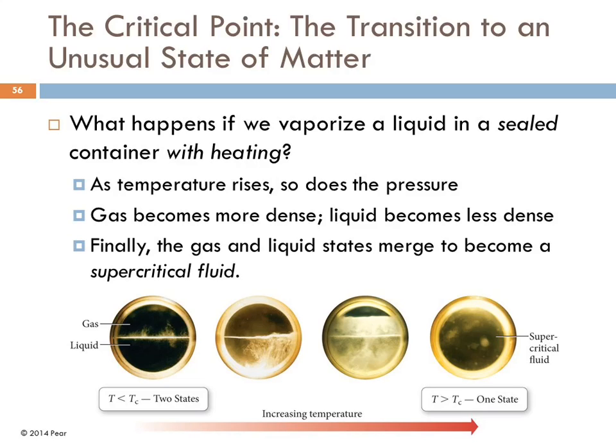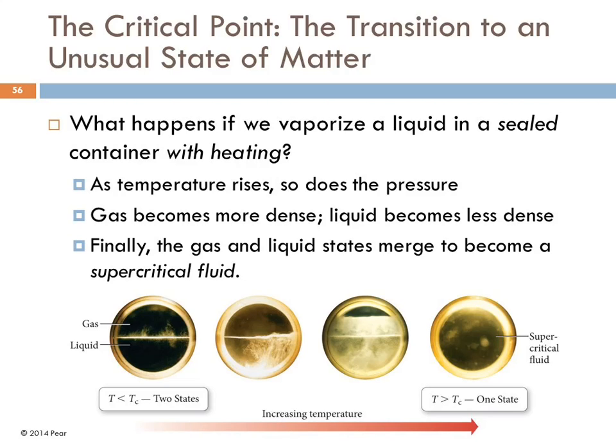The critical point. What happens if we vaporize a liquid in a sealed container with heating? So think of putting water into a thick metal container and you heat it up. It's going to get hotter, and as it warms up, the pressure in there is going to become greater because the vapor pressure of the liquid becomes greater and more of it gets into the gas state.